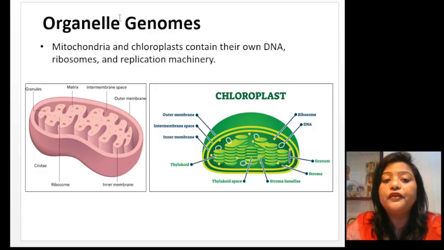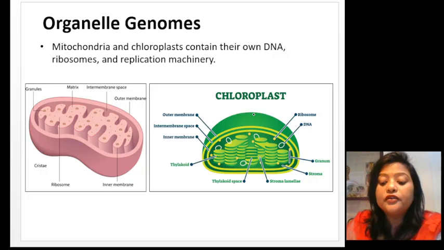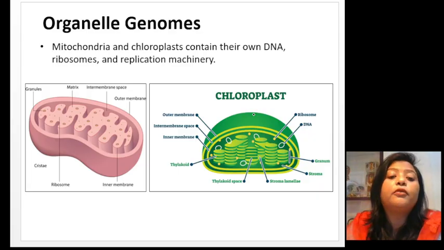I already have a video dedicated to the cell and the cell organelles, so in this class I will not talk about the cell organelles. This is mitochondria, this is chloroplast. You can refer to my cell video, where you will get the details about mitochondria and chloroplast. Here I will just tell you that we're talking about the mitochondria in an animal cell here, and mitochondria is also present in the plant cell.